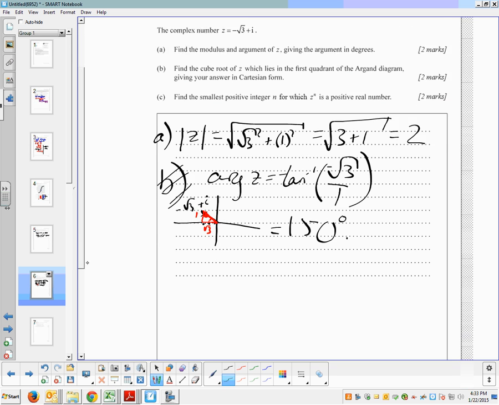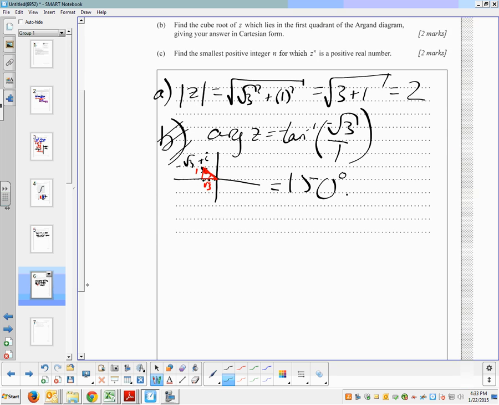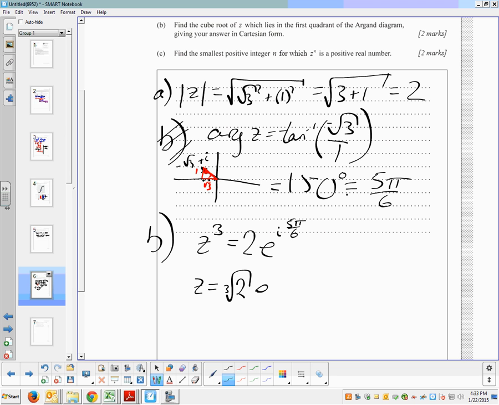So part B, find the cube root of z, which lies in the first quadrant of the Argand diagram. That's easy. If z cubed is equal to 2e to the i, well, I'm going to write this in. What would this be? 5 pi by 6. So that's 5 pi by 6. Then z is equal to the cube root of 2, e to the i, 5 pi by 18.